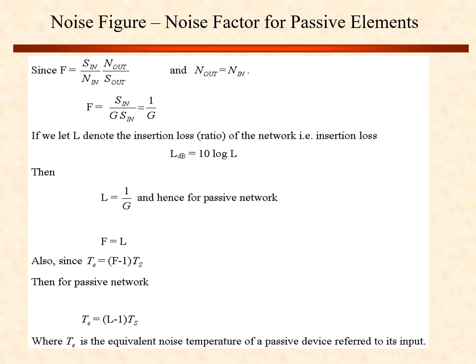Okay, then the noise figure or noise factor for the passive element. So where we studied the active element, now we are going to talk about the passive element. Here the passive element is a component that will not do anything, it will just transfer from input to output. It will not serve any active purpose, so it is called a passive element. For that passive element we can find out TE. So the equivalent temperature TE equals L minus 1 into TS.